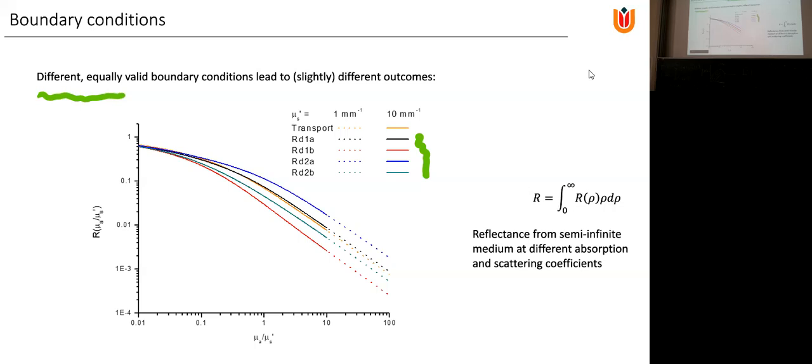These boundary conditions that we've been talking about, you can set up different boundary conditions for the same problem, and that gives a little bit of an issue, because if you use these different boundary conditions, which are equally valid for the geometry but a little bit different, then you get slightly different outcomes. What you see here is the reflectance on the vertical axis as a function of the ratio of absorption and scattering. And as you can see, all these different boundary conditions give slightly different outcomes. So it is still a little bit finger-in-the-air what the issue is.